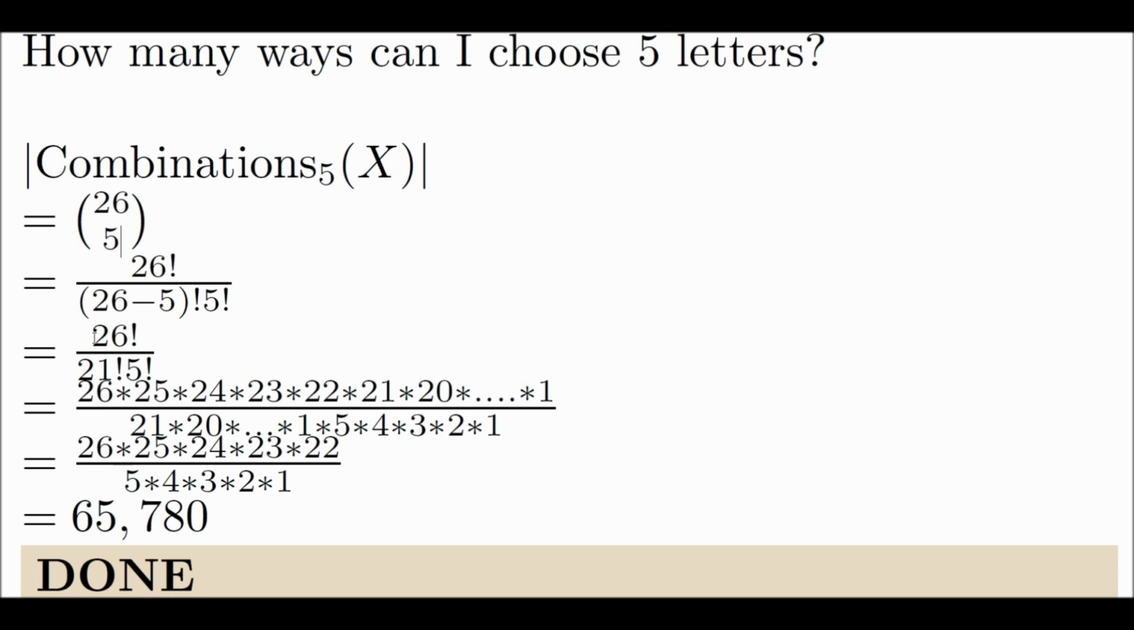So this will be 26 factorial over 21 factorial times 5 factorial. I just wrote out what 26 factorial is up here. I wrote out 21 factorial here. So here's 21 factorial. And then I wrote out 5 factorial. Here's 5 factorial. Now some of this stuff is going to cancel out, and you'll end up with this on the top and this on the bottom. And you could simplify this. It'll be about 65,000. This is the number of ways I could take 5 letters from the alphabet.